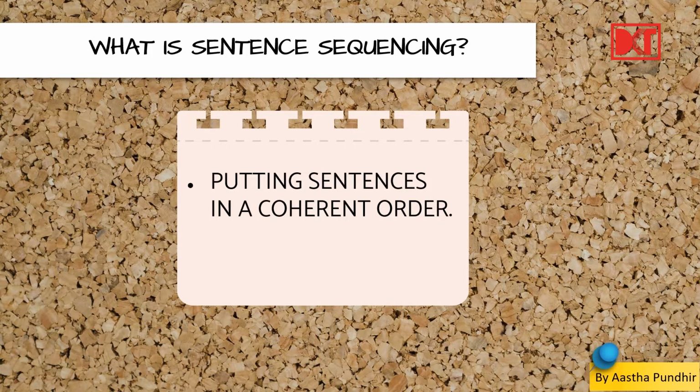So what is sentence sequencing? It is very easy. It is the manner of putting sentences in a coherent order. What does a coherent order mean? It means putting the sentences which are given to you in a logical sequence. When you read them one after the other, they make sense and are connected to each other. You don't have to force yourself to understand the logic, because the sequence is correct and makes sense to you automatically.